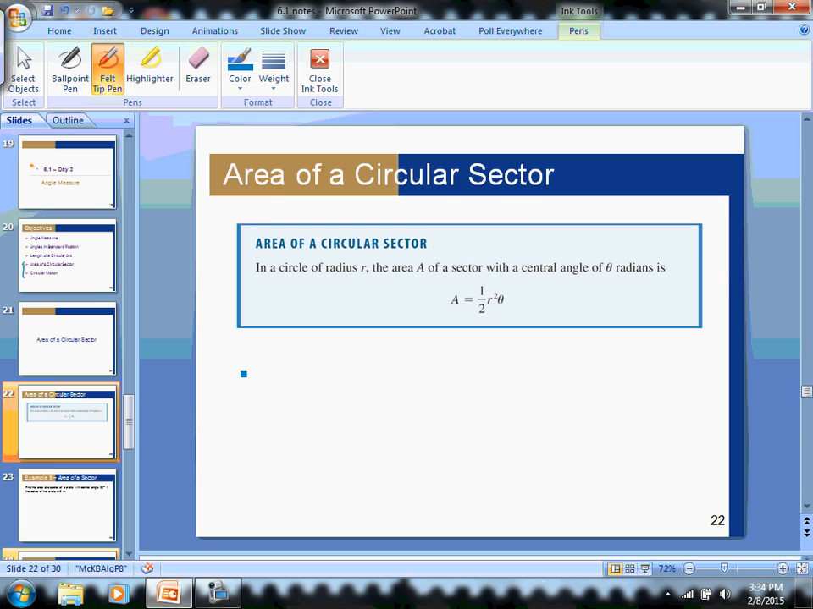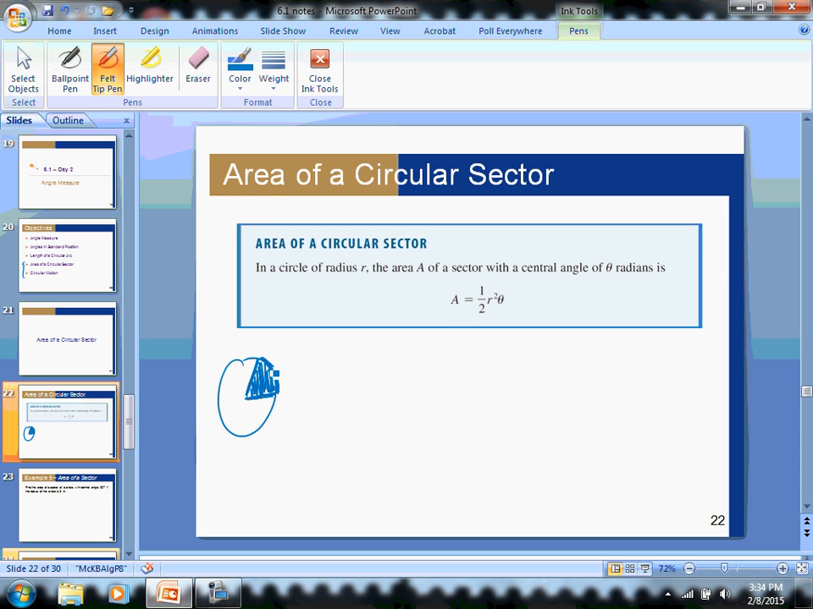So the area of a sector is, if you have your initial side and then your terminal side, okay, this outside piece here, that's your arc length. The area of the whole sector now will be the area of this whole inside slice. So it's like the whole piece of pizza or pie.